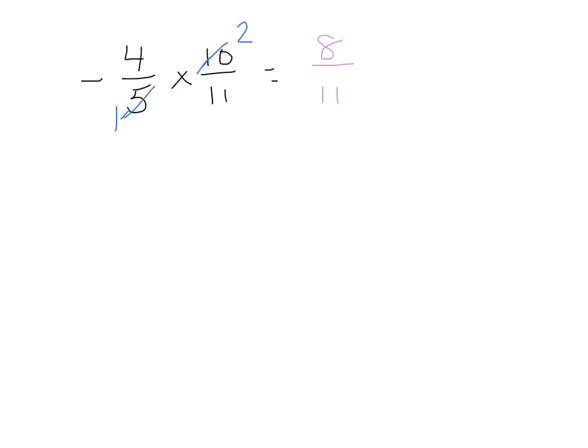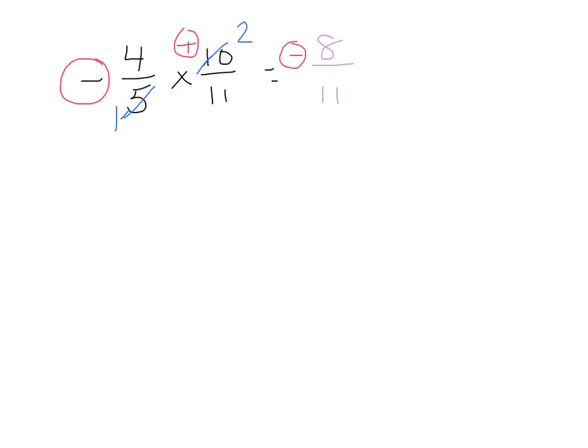At the same time, I need to remember to include my signs. Sorry, it's the bell. Okay? So this is going to be negative. This unwritten sign is a positive. I need to remember that a negative times a positive is a negative.